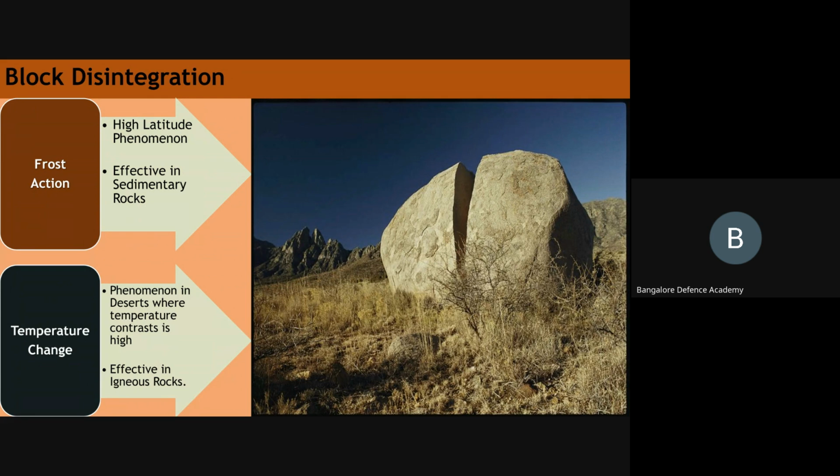Okay, first one is called block disintegration. Block disintegration can happen because of two things. One is frost action, and another one is temperature change. What is frost action? Frost action means the night suddenly becomes cold, and it happens in the very high latitudes. This type of frost action happens only on sedimentary rock, but not on igneous rock.